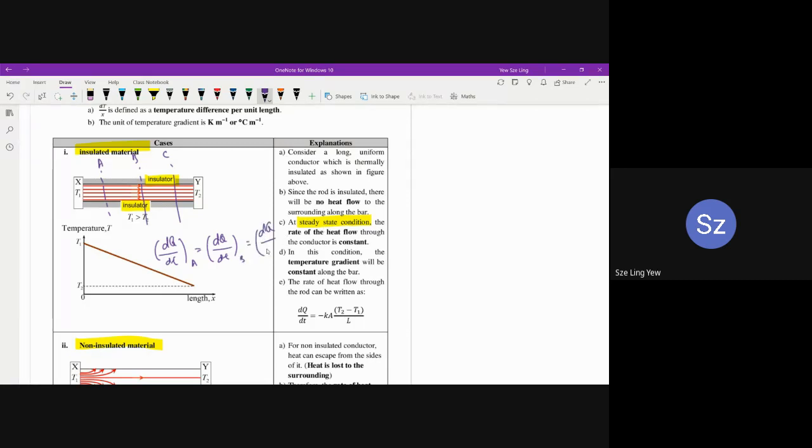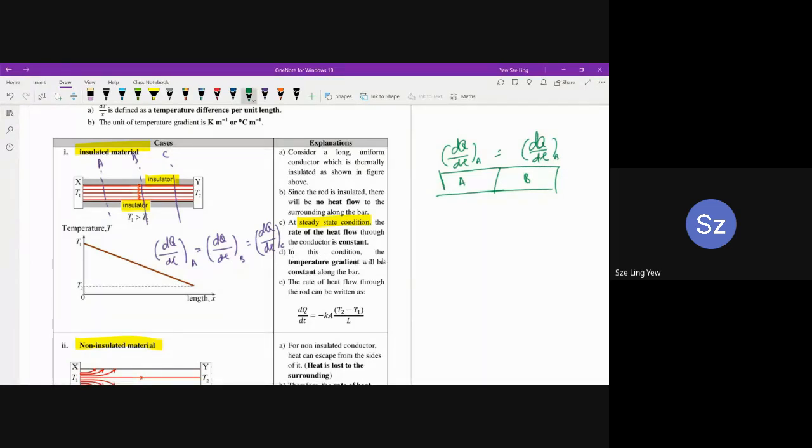You will see this term very often in your questions, because it tells you the rate of heat flow in every part along the rod is constant, the same. Sometimes you will have a question where you have two rods joined together. This is material A, this is material B. If the question says these two rods have reached a steady state, it means the rate of heat flow in rod A is equal to the rate of heat flow in rod B. That is the meaning of steady state in your questions. So at a steady state, the rate of heat flow through the conductor is constant.